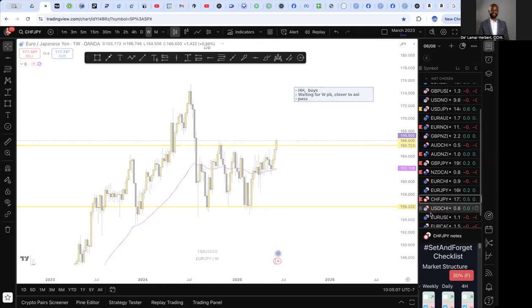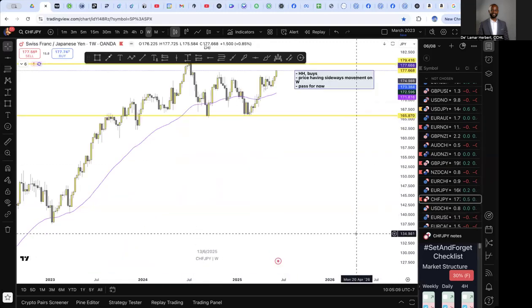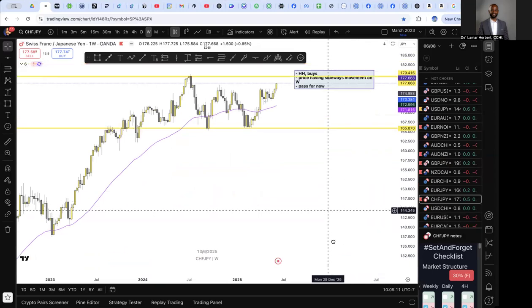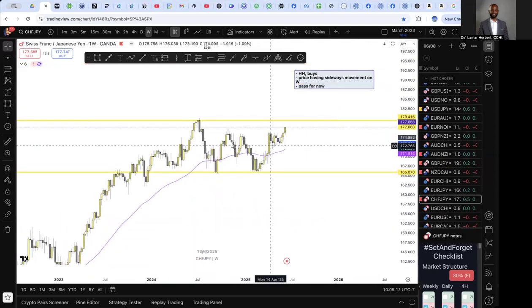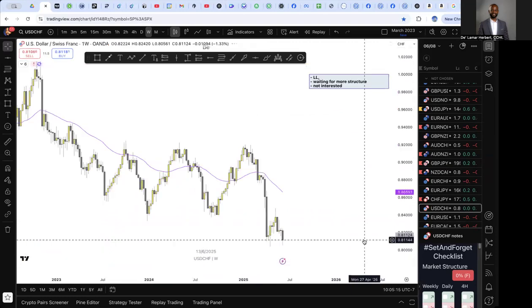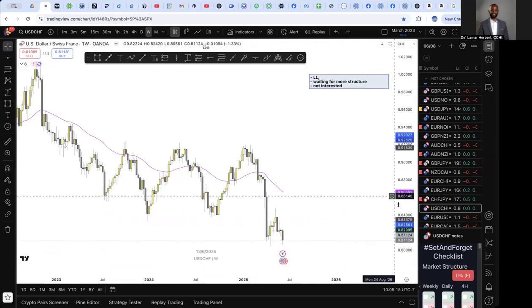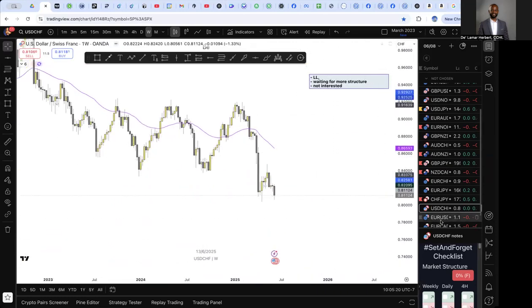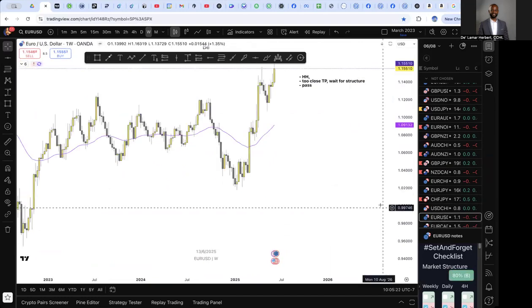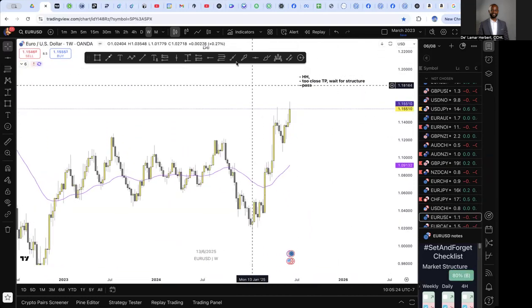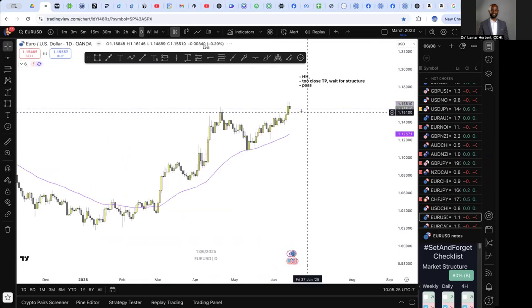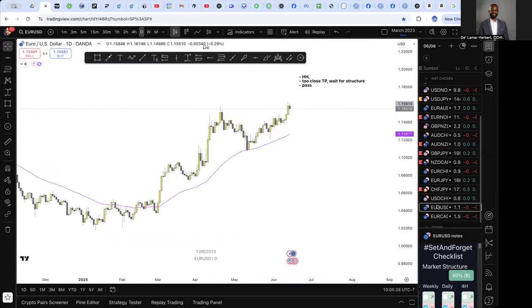So I'm not too excited to jump into Euro JPY. Now CHF JPY is still doing that, still having a sideways movement, so I passed. USD CHF, we're at the lower low right now, waiting for more structure. Euro USD, too close to this take profit if we were to jump in right now. We need to see more structure because we're just at the higher high.